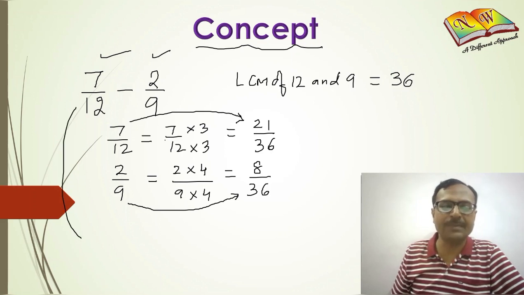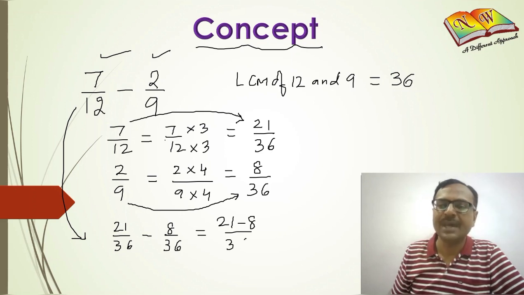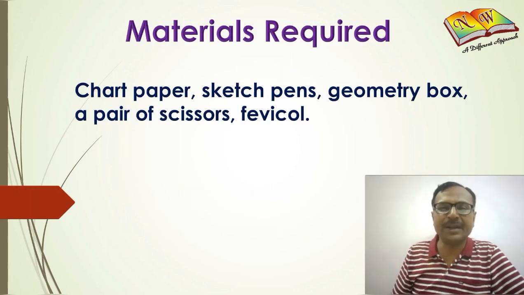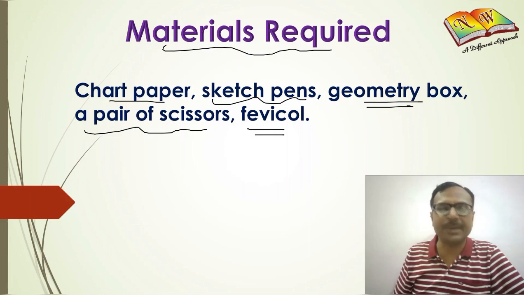So the problem becomes 21 upon 36 minus 8 upon 36. And now, since the denominator is the same, I can safely subtract the numerators and have a common denominator 36. So this gives me 13 upon 36, which is the difference of these two fractions. What is the material required to perform this activity? We require chart paper, sketch pens, geometry kit, a pair of scissors, and Fevicol for pasting work.